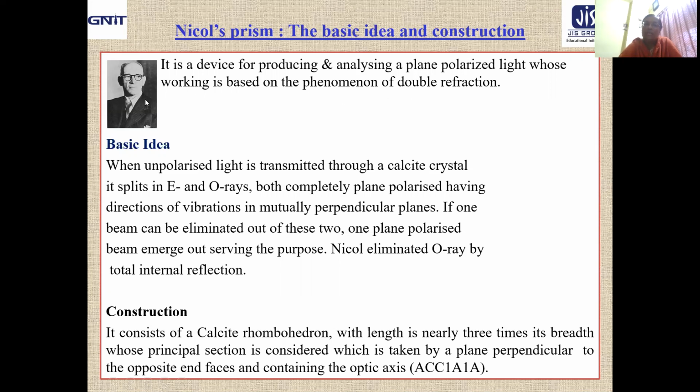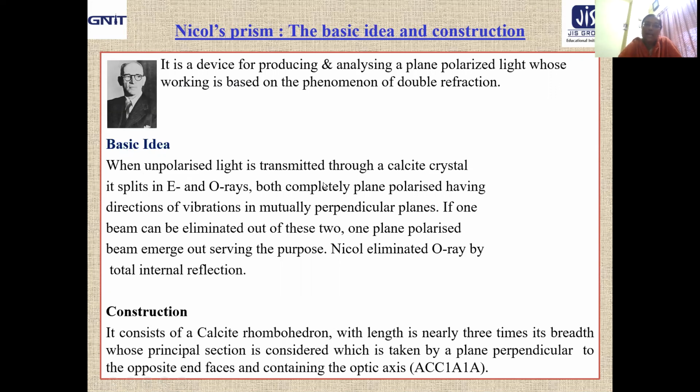Now, it was the Scottish physicist Nichols who gave the brilliant idea of how this type of device can be made for production and analysis of plane polarized light. Now, what about the basic idea of Nichols? Let us take a look.